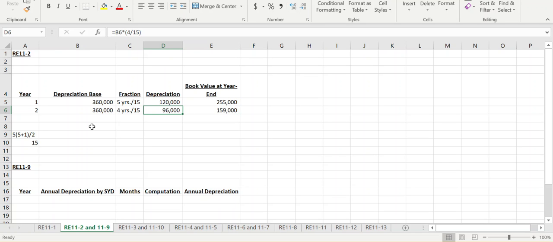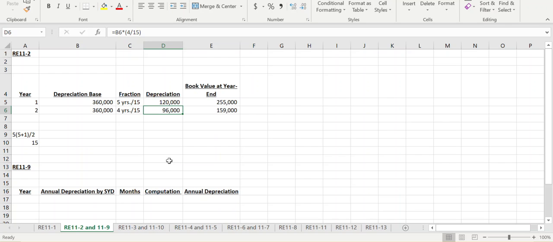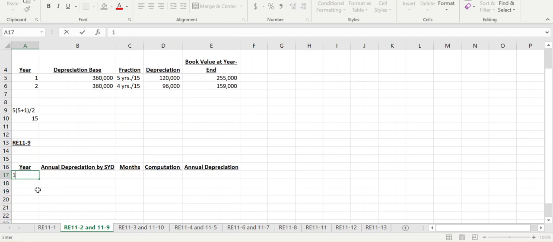So we're going to utilize this same information, and we're going to jump down to review exercise 11.9, because we're going to look at how do we use the sum of the year's digits when we did not buy the asset at the start of the year. So we have partial year depreciation that we have to factor in. They tell us that assuming the same information as review exercise 11.2, except that they purchased the asset on September 1st of year 1 instead of January 1st of year 1. So they want us to calculate the depreciation expense for year 1 and year 2, again, using the sum of the year's digits method. So this is when things get a little bit trickier because we're doing it for partial period depreciation.